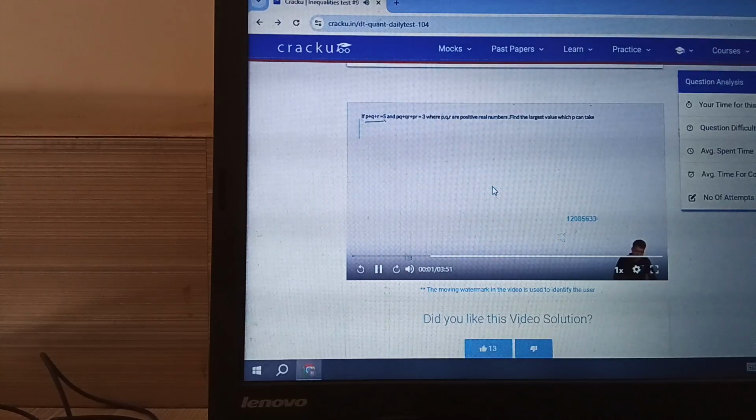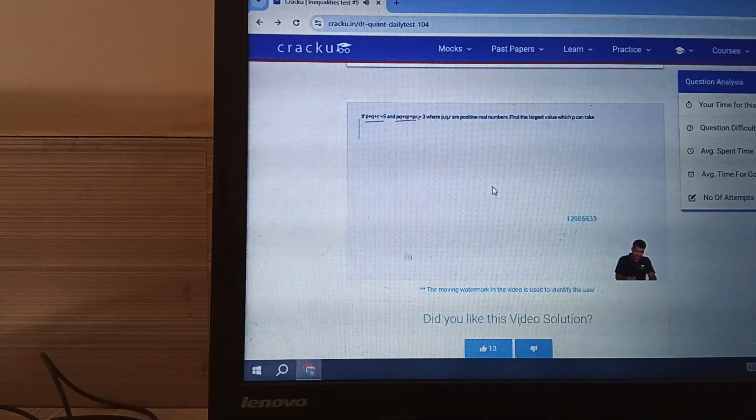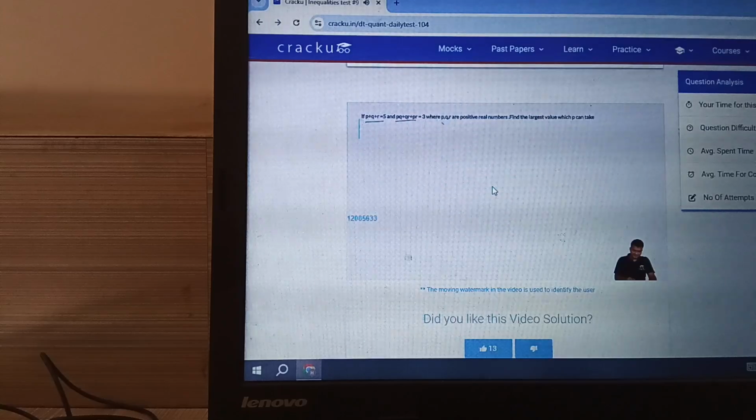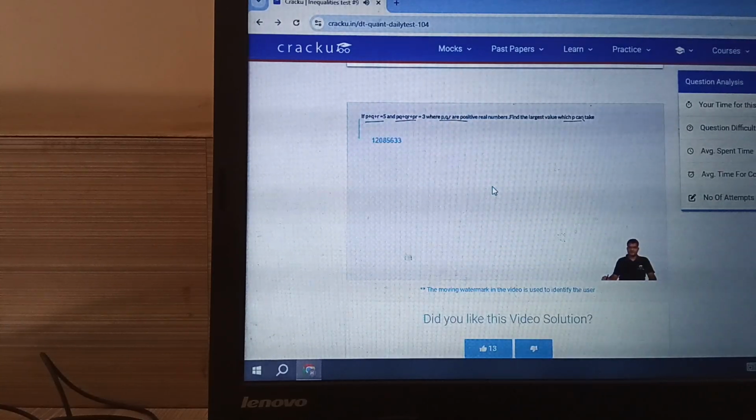equation, we are told that P plus Q plus R is equal to 5 and PQ plus QR plus PR is equal to 3, where P, Q and R are positive real numbers. We are required to calculate the largest value that P can take. So we are given two equations and three variables.